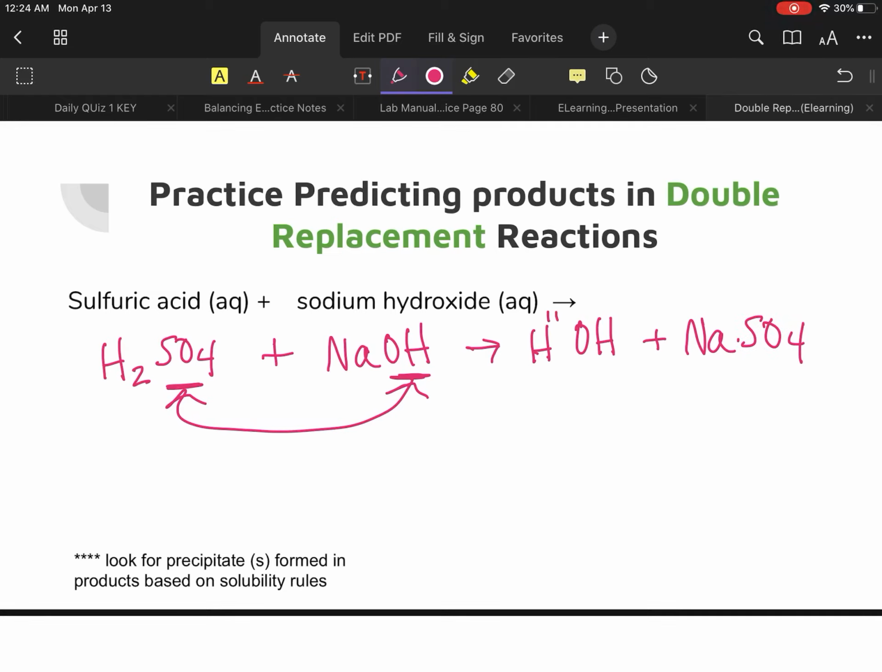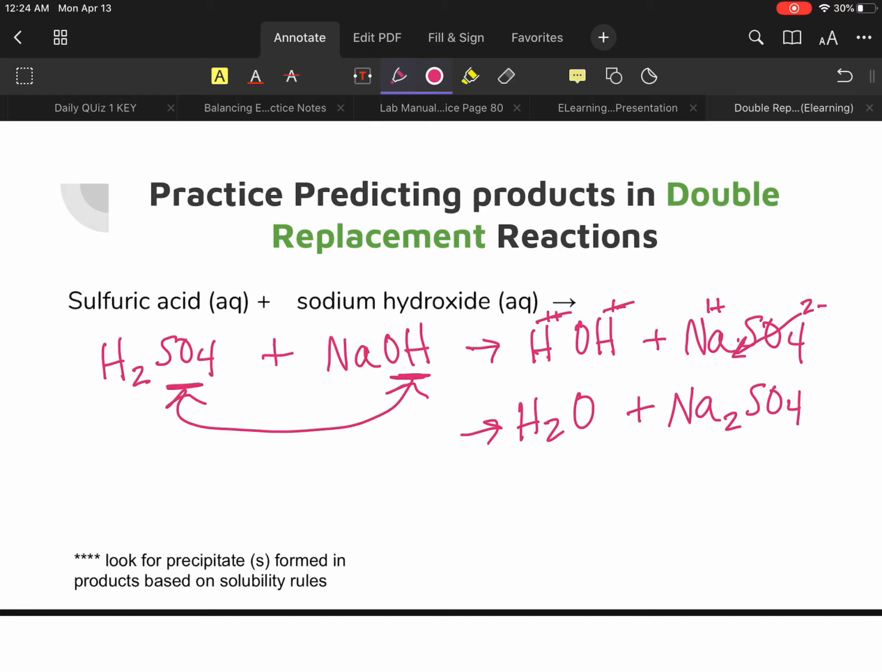So I need to look at my charges so I can crisscross correctly. For HOH, those charges are going to cancel out because they're ones, but how can I write HOH in a more convenient way that we would recognize? It's the same thing as H2O. I have two H's and one O. And then here, my 2 is going to crisscross down, so I have Na2SO4.